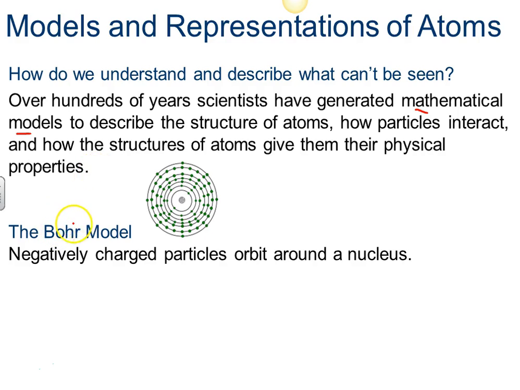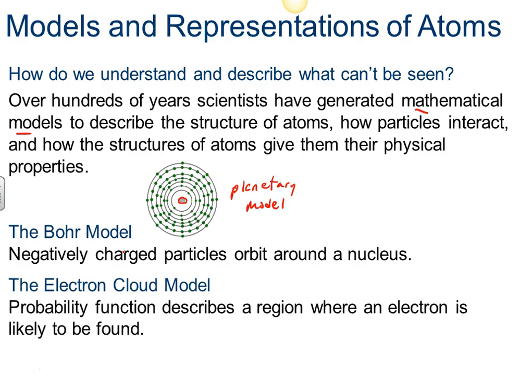We have multiple models that are currently being used at some level. The oldest of those is the Bohr model, named after Niels Bohr. In this model, negatively charged particles orbit around a nucleus. So here's our nucleus, and then we have rings like the solar system, and the electrons are in those rings. This is sometimes called the planetary model, although this is really a little bit more modern version of the planetary model.